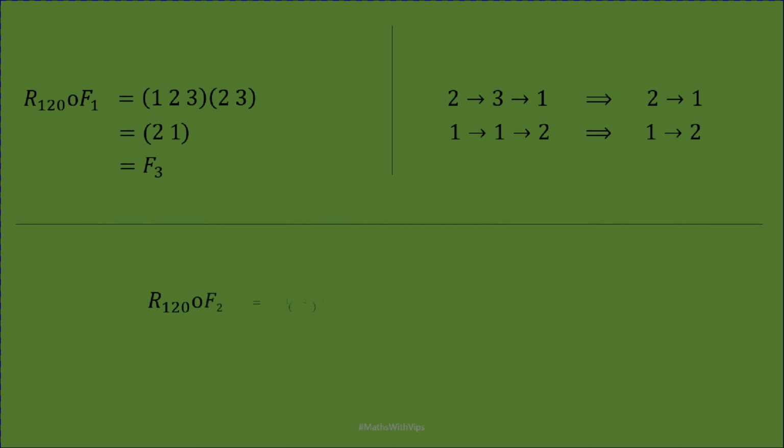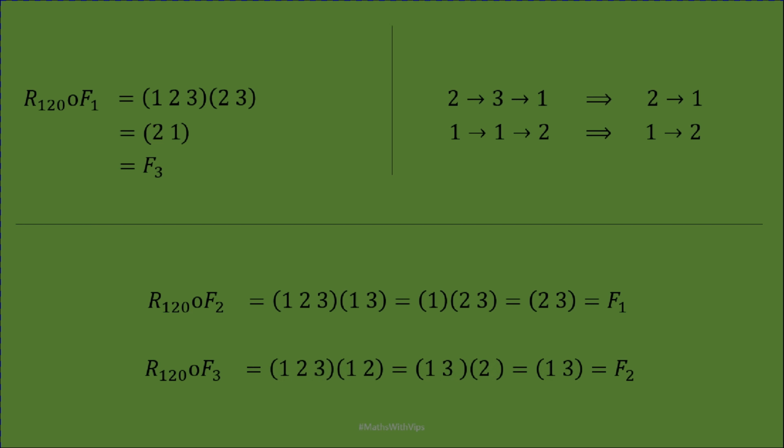On the same lines you can try many more pairs. We have taken R120 composed with F2, that is giving us F1. We have R120 composed with F3, that is going to give us F2.